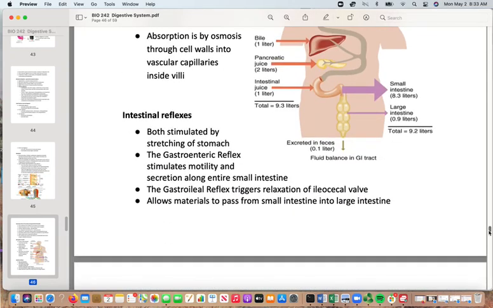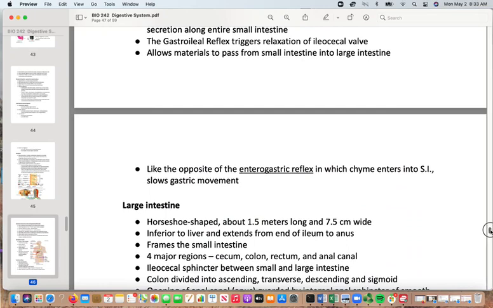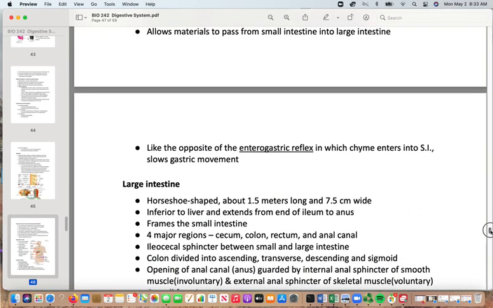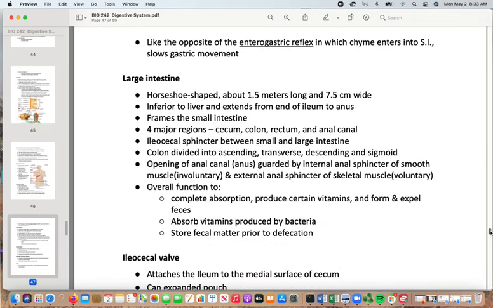So we have intestinal reflexes that are going to be stimulated by stretching the stomach. The gastroenteric reflex is going to stimulate motility and secretion along the entire small intestine. The gastroileal reflex is going to trigger relaxation of the ileocecal valve, and this will allow the material to move from the small to the large intestine. The enterogastric reflex is where chyme enters into the small intestine. That slows gastric movement.